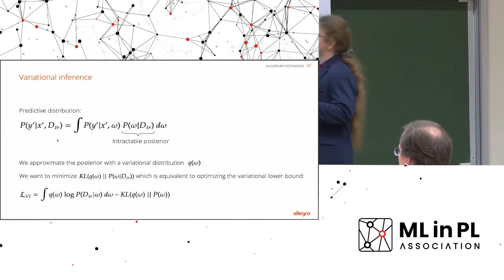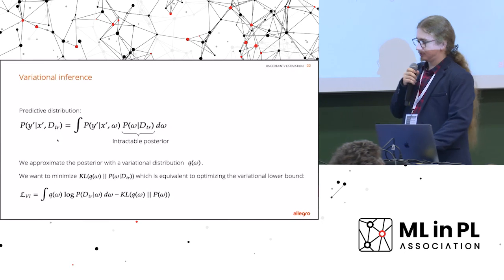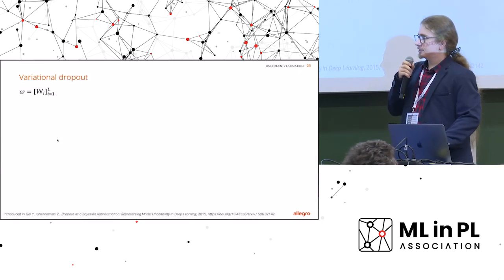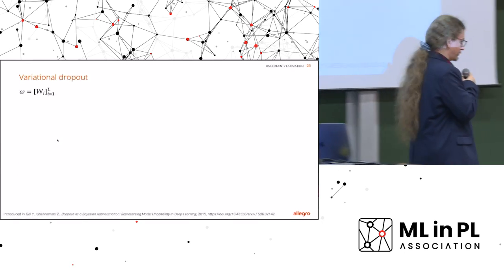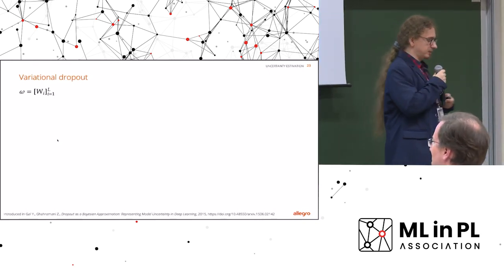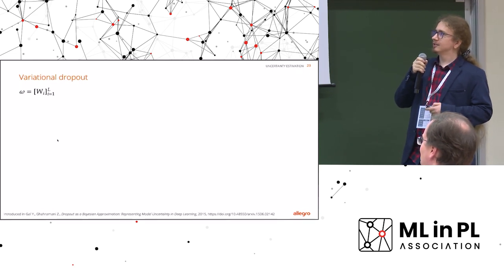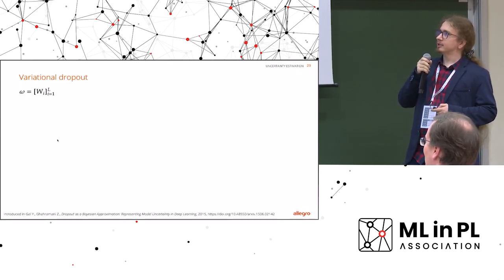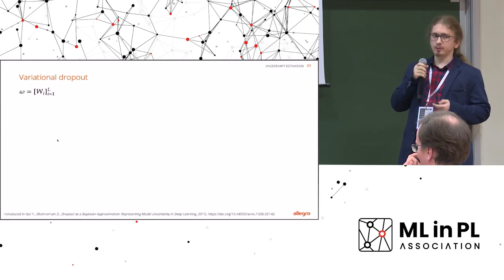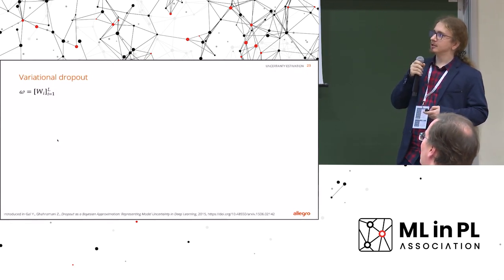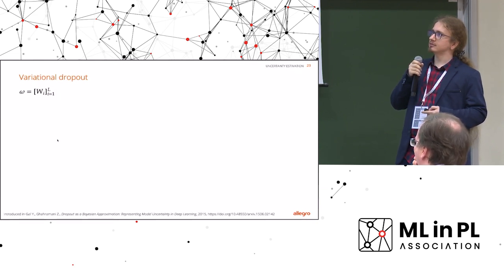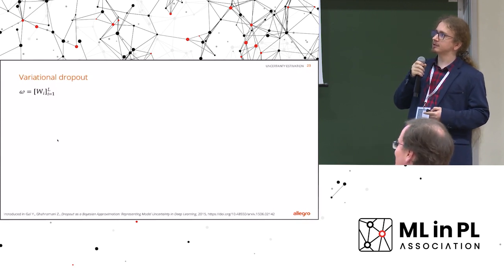And let's see how we can do this in a neural network that we maybe don't think is necessarily Bayesian. So now let's look at a technique that is known as variational dropout. In general, in neural networks, our set of model parameters is a set of weight matrices. L here is the number of network layers.